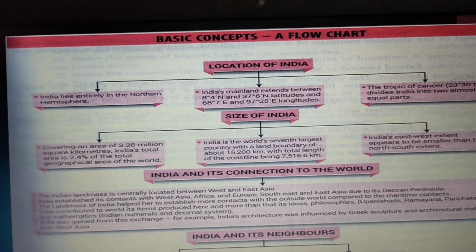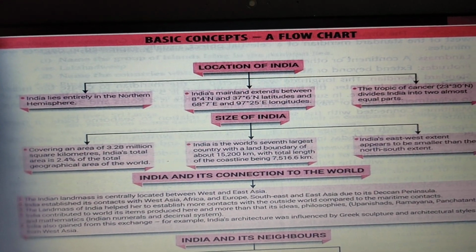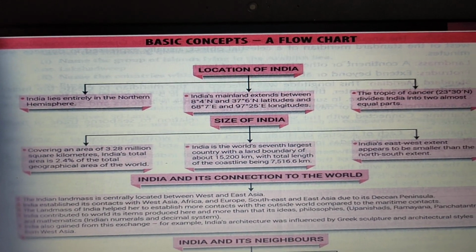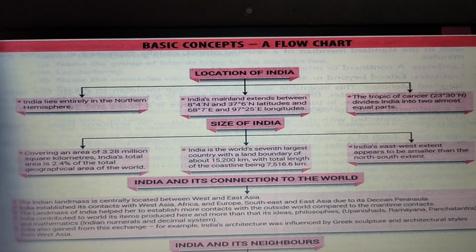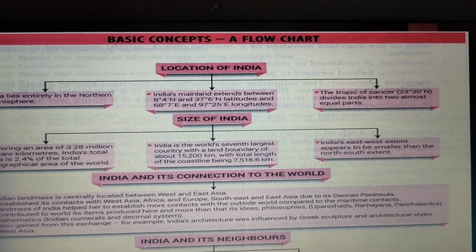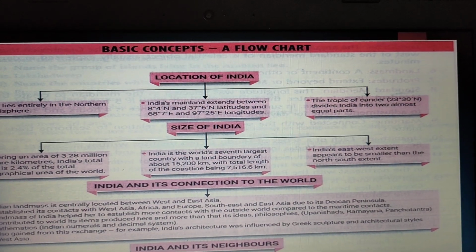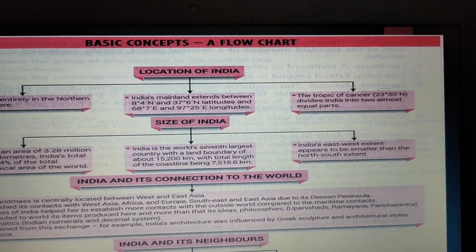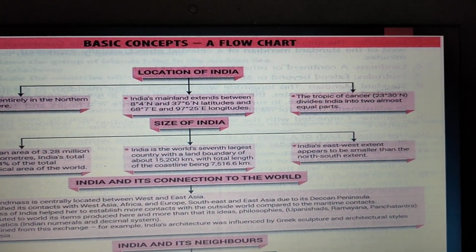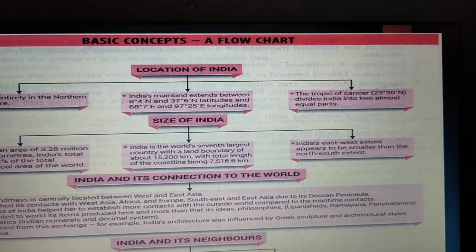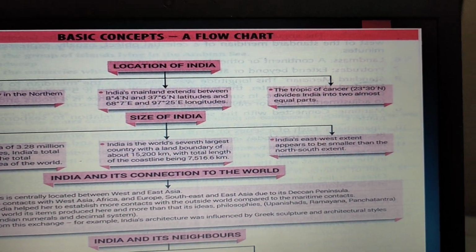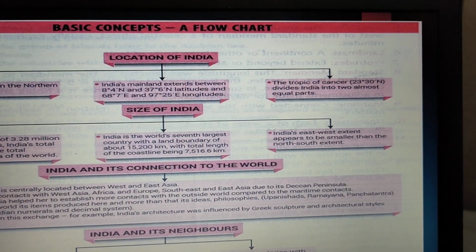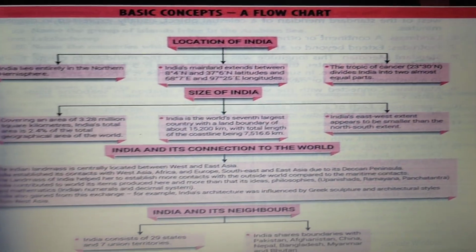Size of India, covering an area of 3.28 million square kilometers. India's total area is 2.4% of the total geographical area of the world. India is the world's seventh largest country with a land boundary of about 15,200 kilometers with total length of the coastline being 7,516.6 km. India's east-west extent appears to be smaller than the north-south extent.